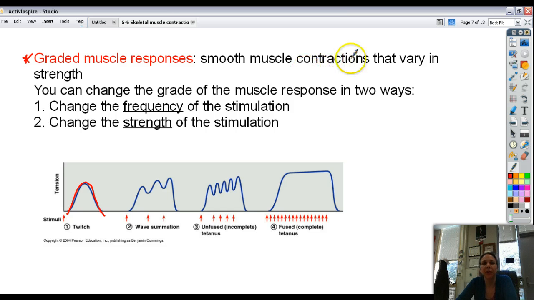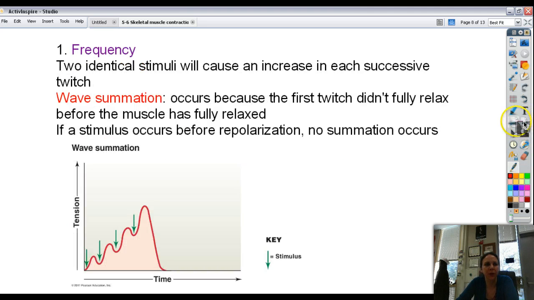Okay, so there's a couple of different ways I can mess with how your muscle contracts. One, I can change how often I stimulate it, and I can change how strong I stimulate it. And then we can get lots of different reactions like down here. So let's take a look at the first one.